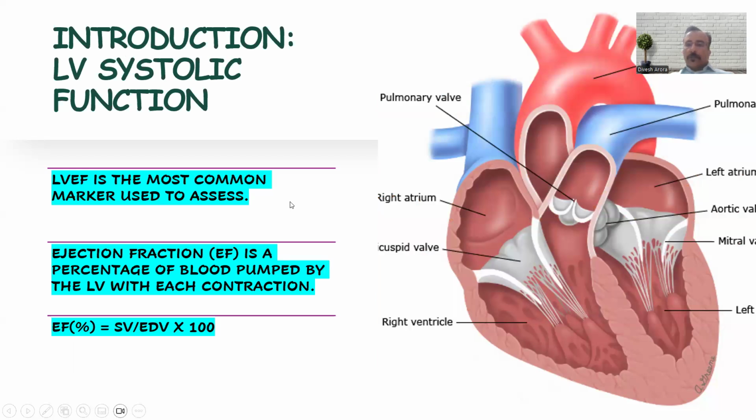If we actually look closely at it, left ventricle ejection fraction is the most common marker which is used to assess the LV function. And ejection fraction, as we know, is the percentage of blood which is pumped by the left ventricle with each contraction. It is given by the formula of stroke volume divided by end diastolic volume multiplied by 100, and it is reflected in percentage.